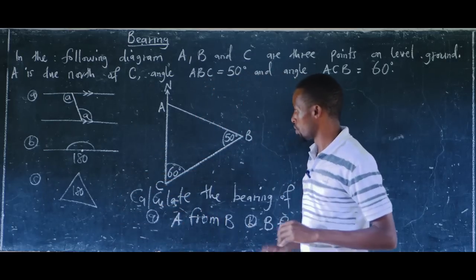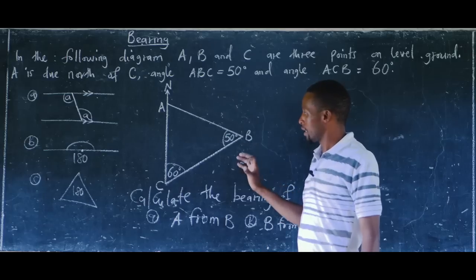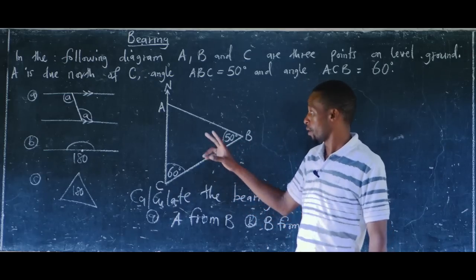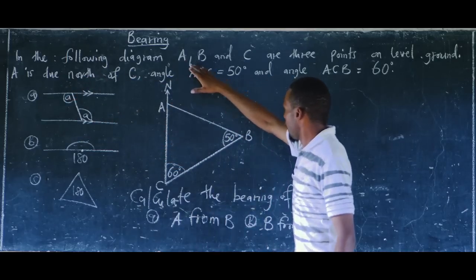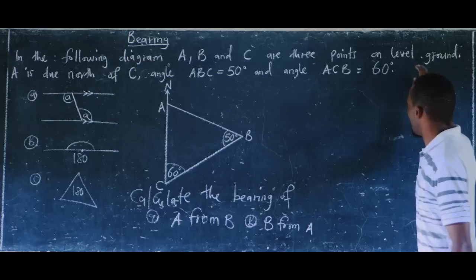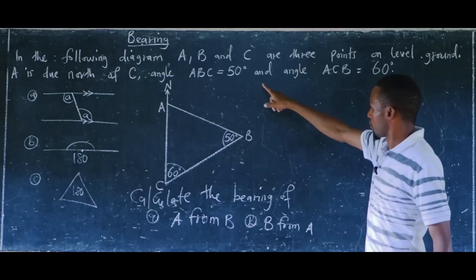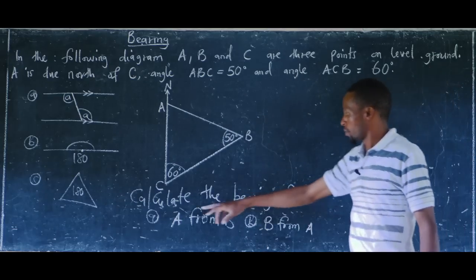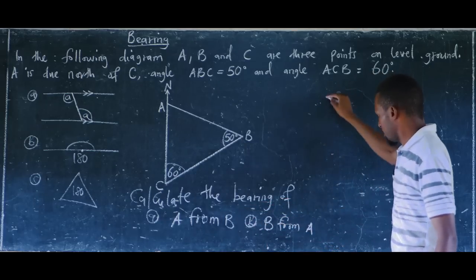Now, notice the way we are going to solve it here using this. At each stage, I'll be explaining which concept you are going to apply. So we'll start with the question now. In the following diagram, A, B, and C are 3 points on level ground. A is due north of C. Angle ABC is 50 degrees. Angle ACB is 60 degrees. The first question is saying, find the bearing of A from B.